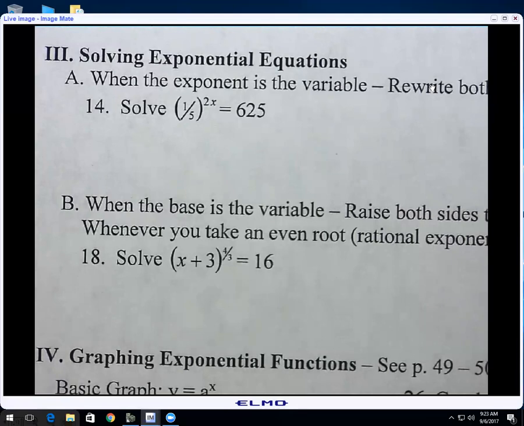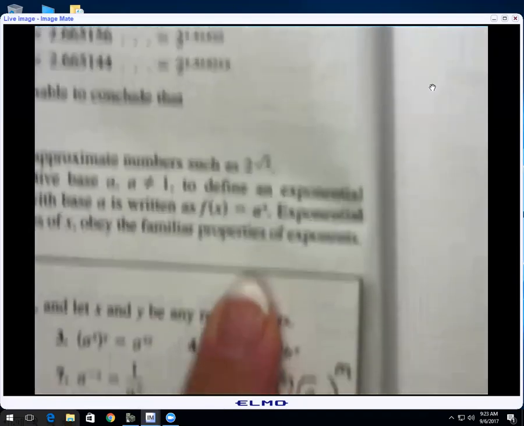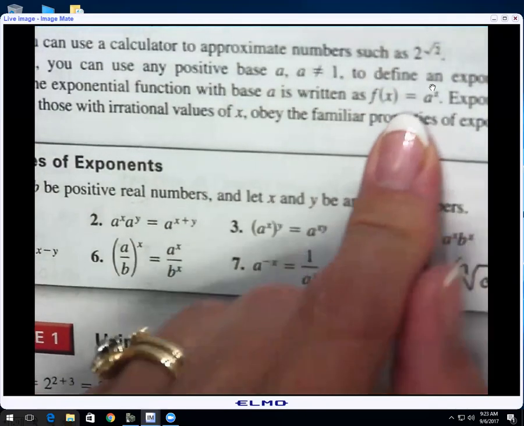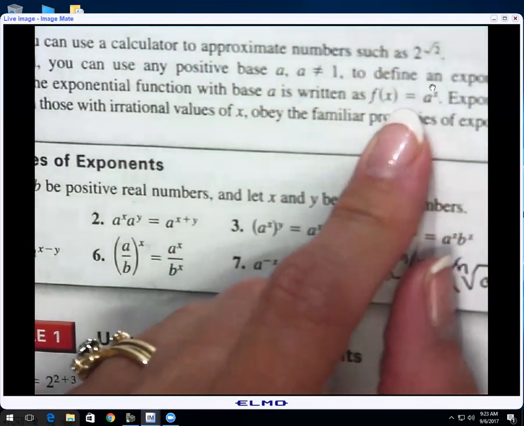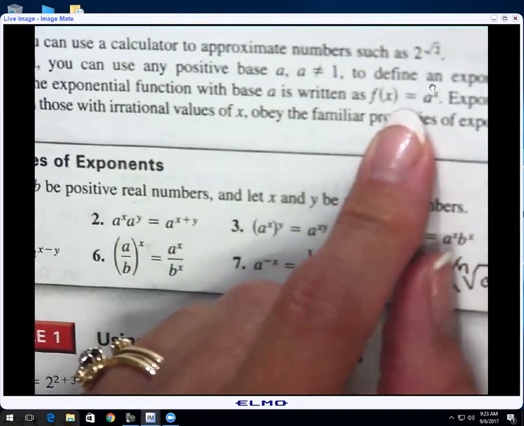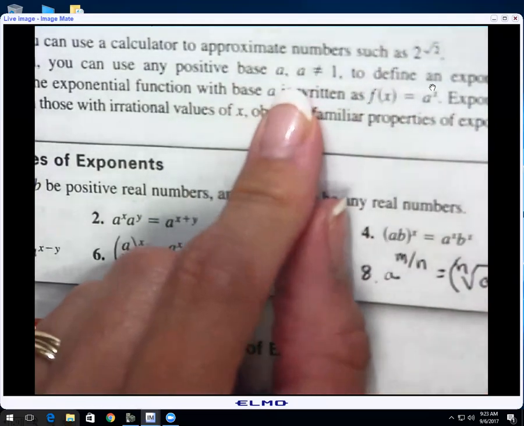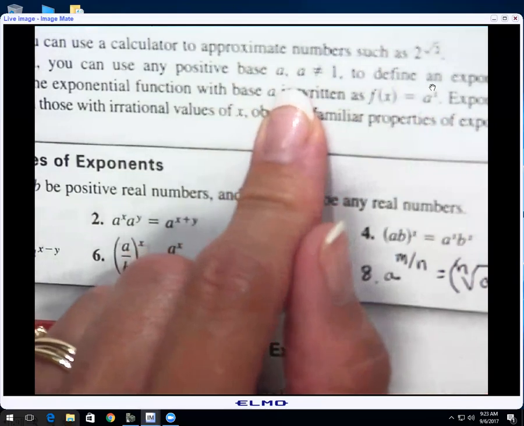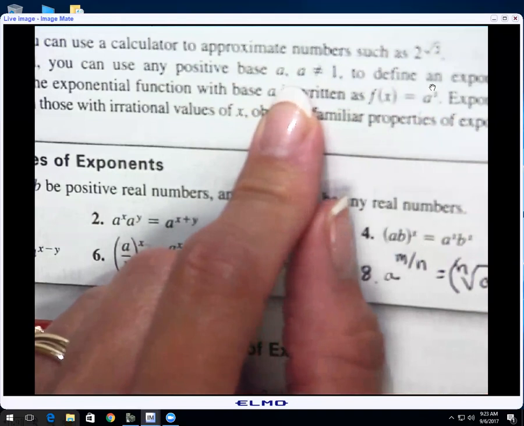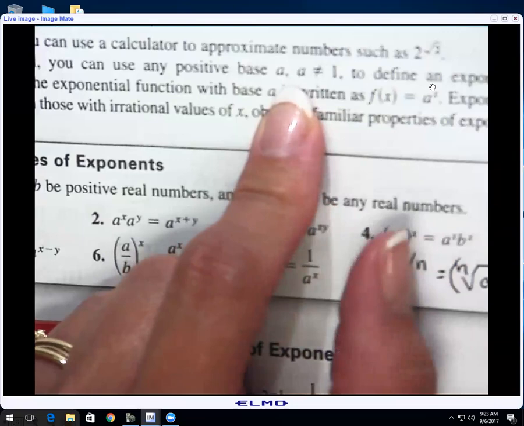And there's a definition right above that box on page 48. The definition of an exponential expression, f of x equals a to the x, is called the exponential function with base a. And on the line right above that, you have the restrictions on a. In an exponential function, we're not going to use bases that are negative or equal to 1.